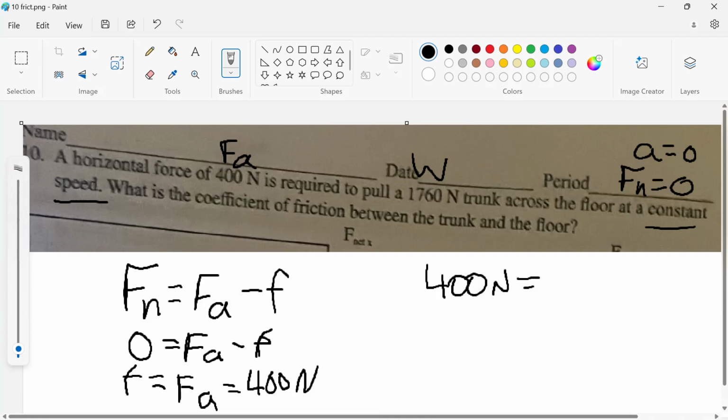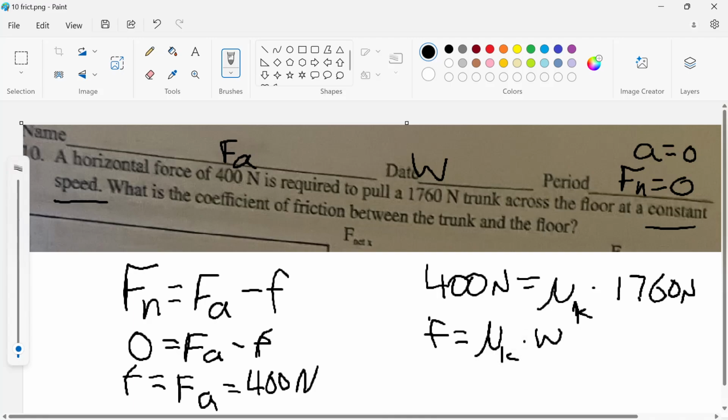It also equals the coefficient of kinetic friction times the weight, which is 1760. That is a formula for friction. Friction equals the coefficient of friction times the weight.